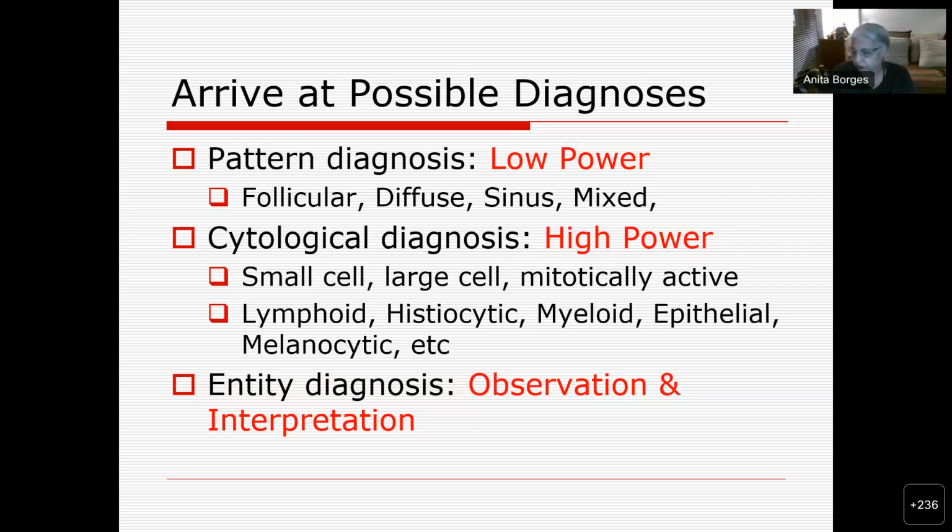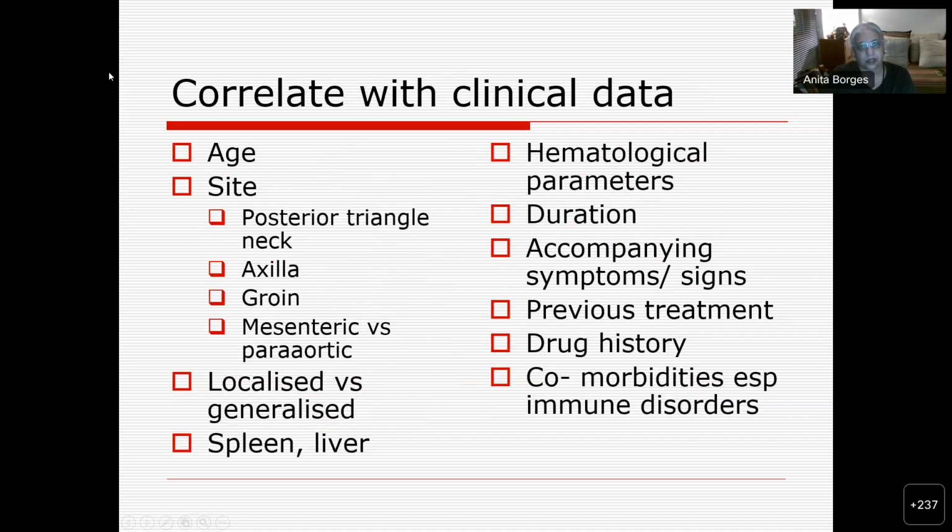At some stage, if I get an opportunity to discuss the difference between observations and interpretations, we will do it. But for now, observation and interpretation. Now, this is very important. Correlate it with clinical data. You cannot make a benign or a malignant diagnosis on a lymph node without knowing the clinical data, and we hardly ever get good clinical data.